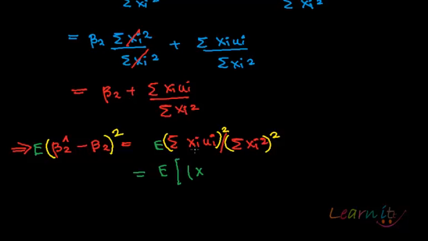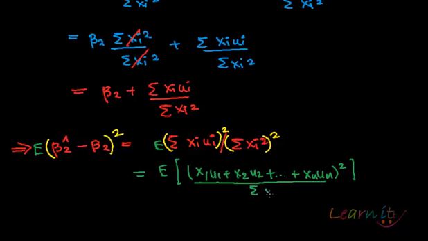This is summation of xi ui, that is i starting from 1 to n. So I can write this as (x1 u1 plus x2 u2 and so on to xn un) square, of course, upon (summation of xi square) square. This is what you have. Clear? This expectation is of course both on numerator and denominator.